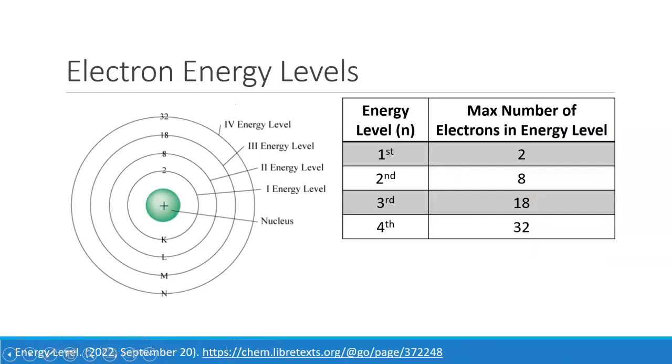So electron energy levels are going to change the maximum number of electrons that are allowed in each level. And it continues to increase as you get farther from the nucleus. So in the first energy level, you can have a maximum of 2 electrons. In the second level, 8 electrons, third, 18, and the fourth, 32.